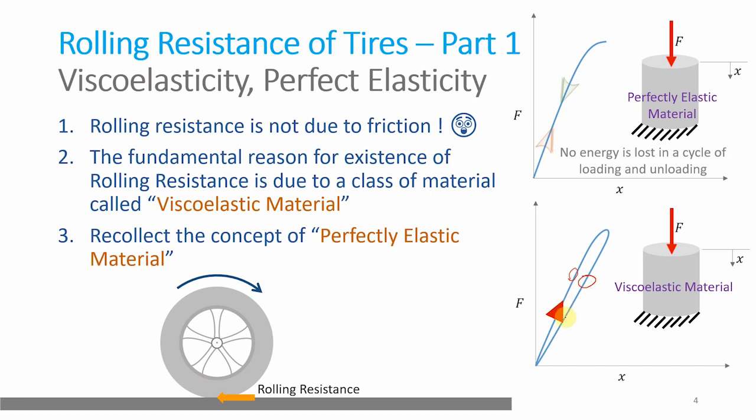As you can see, the red arrow is the loading curve and the green arrow is the unloading curve. An area is entrapped in between. You can see the shaded area, and energy is lost in a cycle of loading and unloading during the process, and this is due to the hysteresis of the material. We will see hysteresis in the next slide in more detail.